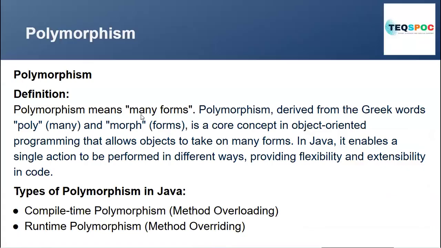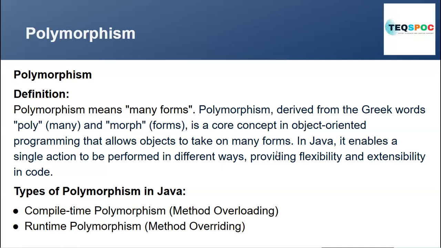So let me first go to the definition of polymorphism. Poly means many and morph means form. Polymorphism is derived from the Greek words, meaning many forms. Polymorphism means performing many operations or having different types of forms. It is a core concept of object oriented programming that allows an object to take more than one form, meaning one object is performing more than one operation.